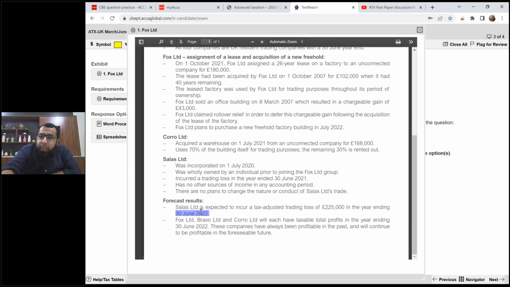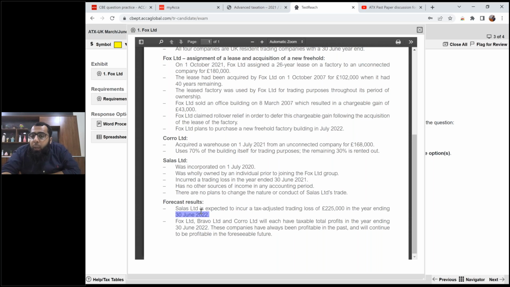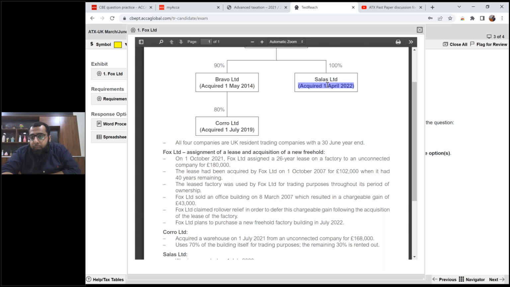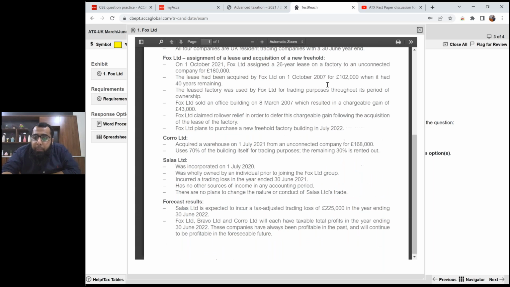Now, if you look at the question, we acquired Salis Limited in April. Salis Limited will make a trading loss in the whole year of June 22. So there will be an issue of pre-acquisition and post-acquisition.